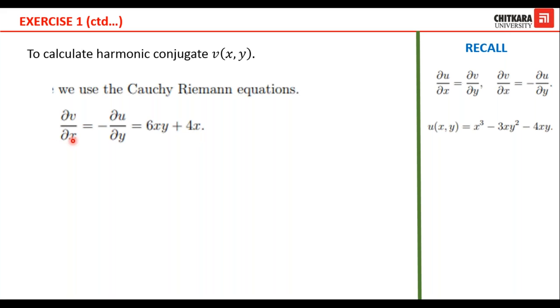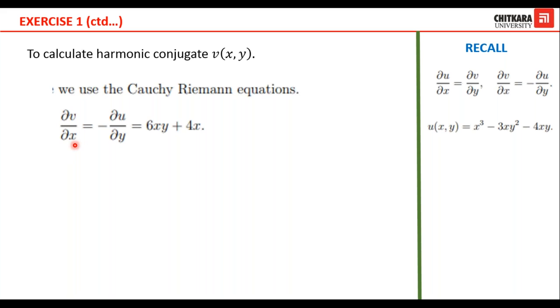So if curl v by curl x is equal to 6xy plus 4x, how will you calculate v? We will integrate it with respect to x, keeping y constant. So this concept should be very clear to you, that with which variable we are integrating and which variable is being kept constant, right? So we are integrating now with respect to x and our variable y is constant, right?